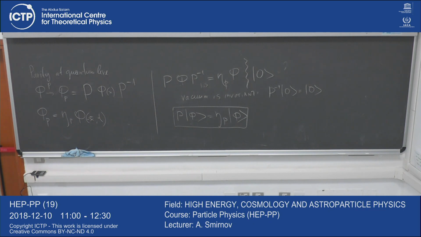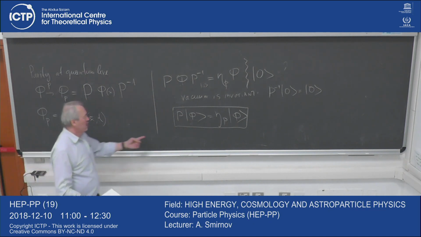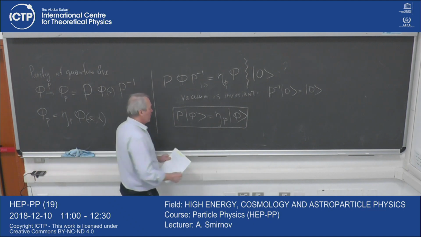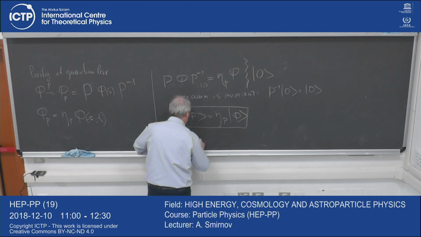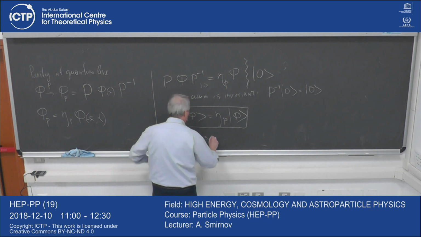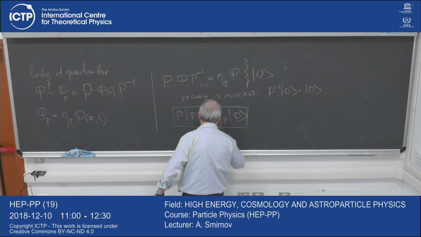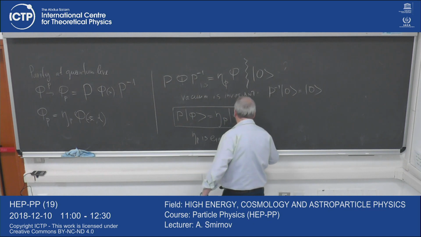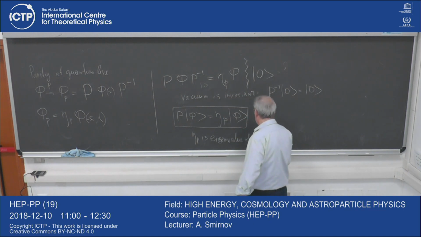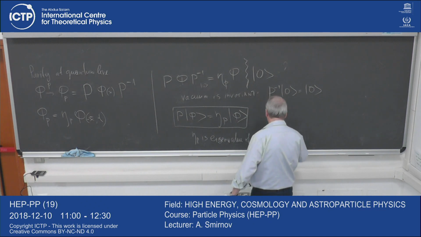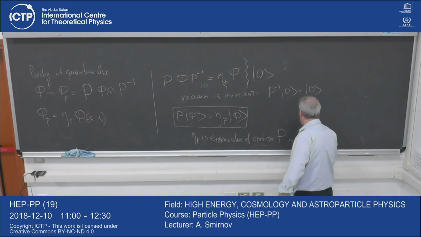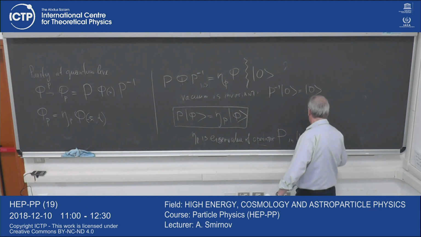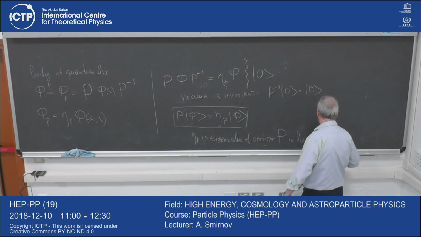So here explicitly, because everything here is operators, P is an operator, and therefore we see from this equation that eta P is the eigenvalue of the operator P in the state F.